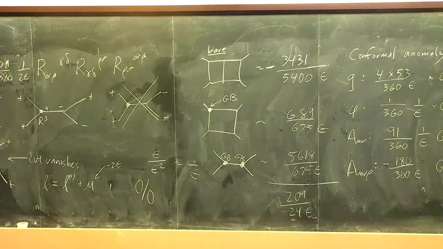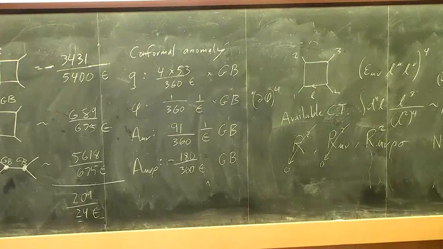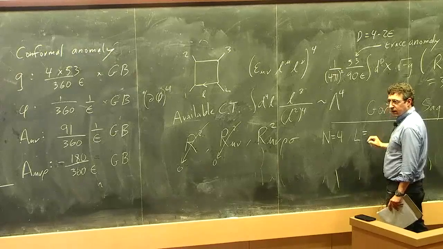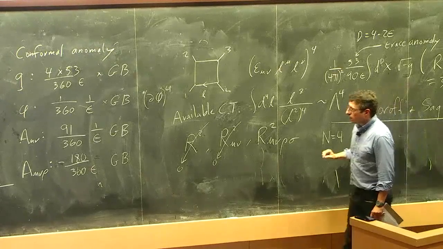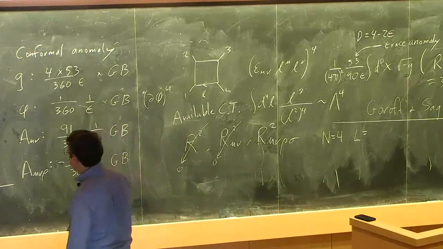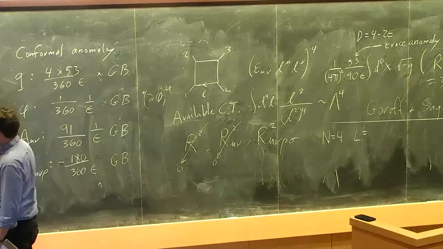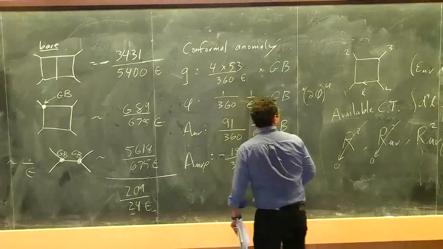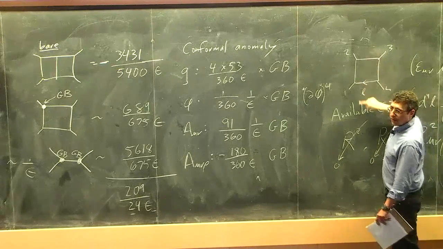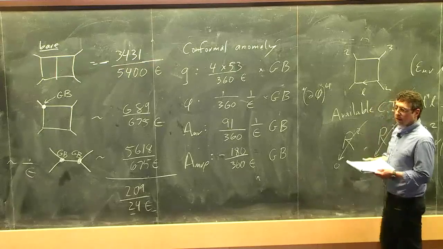And also, let's look at N equals 4 supergravity at 4 loops. Yes? How did you compute those numbers? How did we compute it? Yeah, how did you compute those numbers? Just from standard unitarity cuts. No, I don't mean those numbers. I mean the other numbers. The conformal anomaly numbers. Yeah, it's just a one-loop computation. Presumably ordinary dimensional regularization. Yeah, just ordinary dimensional regularization.